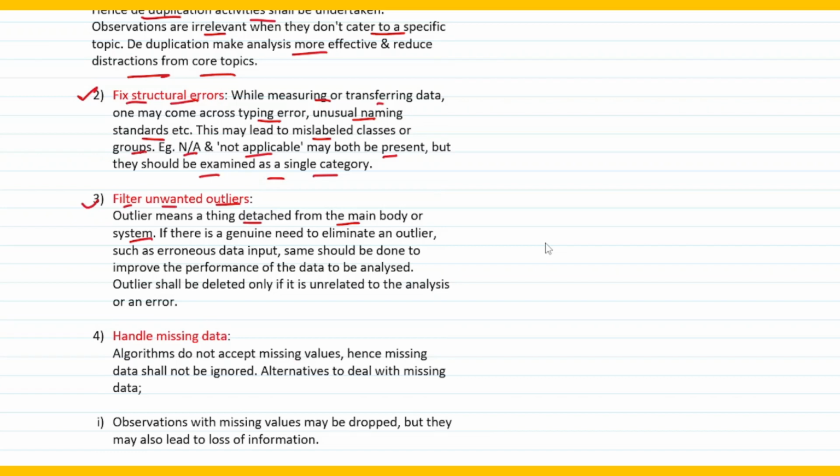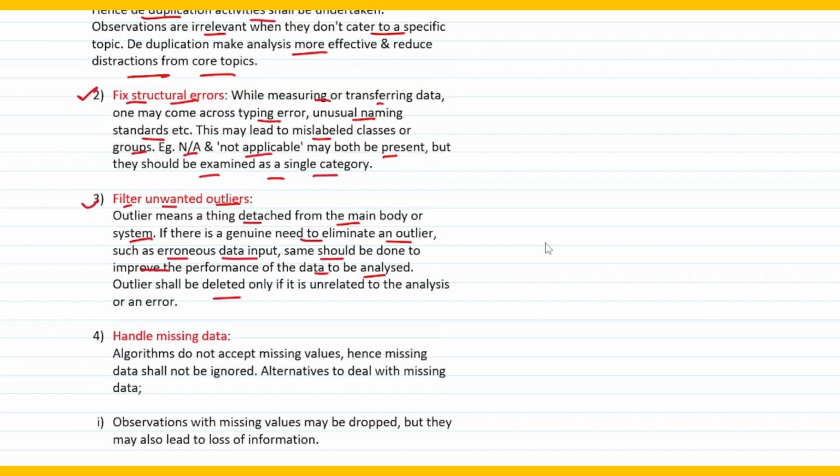So outlier simply means things detached. That means they are not relevant to the main body or the system, right? If there is a genuine need to eliminate an outlier, such as erroneous data input, that is incorrect data input, the same should be done to improve the performance of the data to be analyzed.